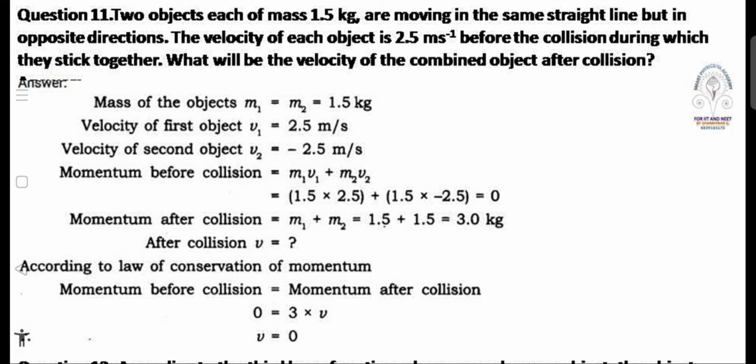Mass after collision is m1 + m2, that is 1.5 + 1.5 = 3 kg. Now find the velocity after collision. According to the law of conservation of momentum, momentum before collision is equal to momentum after collision, that is 0 = 3 × v. Therefore v = 0.